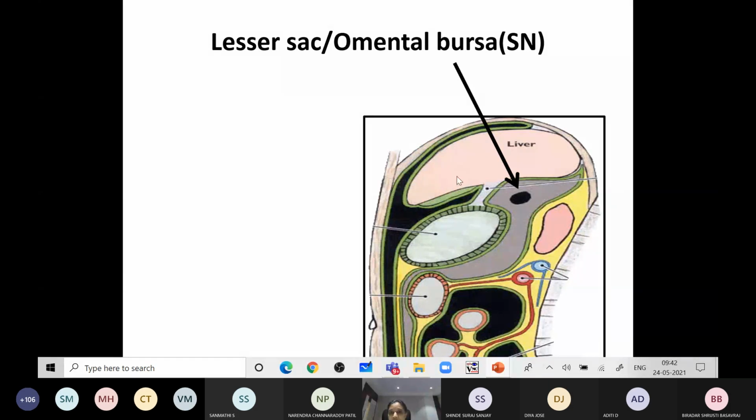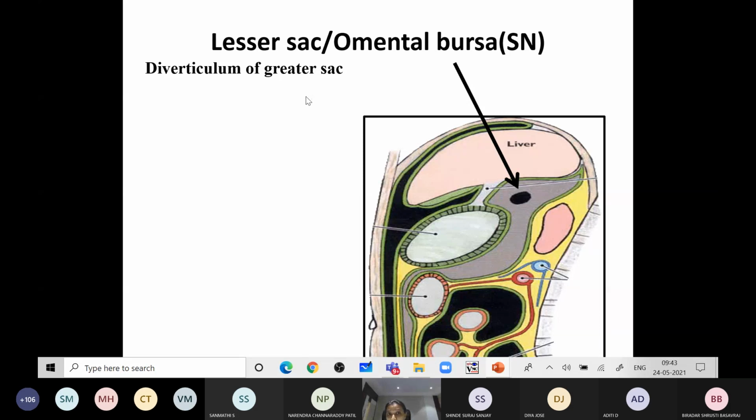This is also called the omental bursa. Omenta means pertaining to the stomach. This bursa or the space is present behind the stomach, so it is called omental bursa or lesser sac. During development, a part of the peritoneal cavity goes behind the stomach and is contained there. Hence the lesser sac is formed, which is separated from the greater sac and connected with the greater sac with the help of the epiploic foramen.